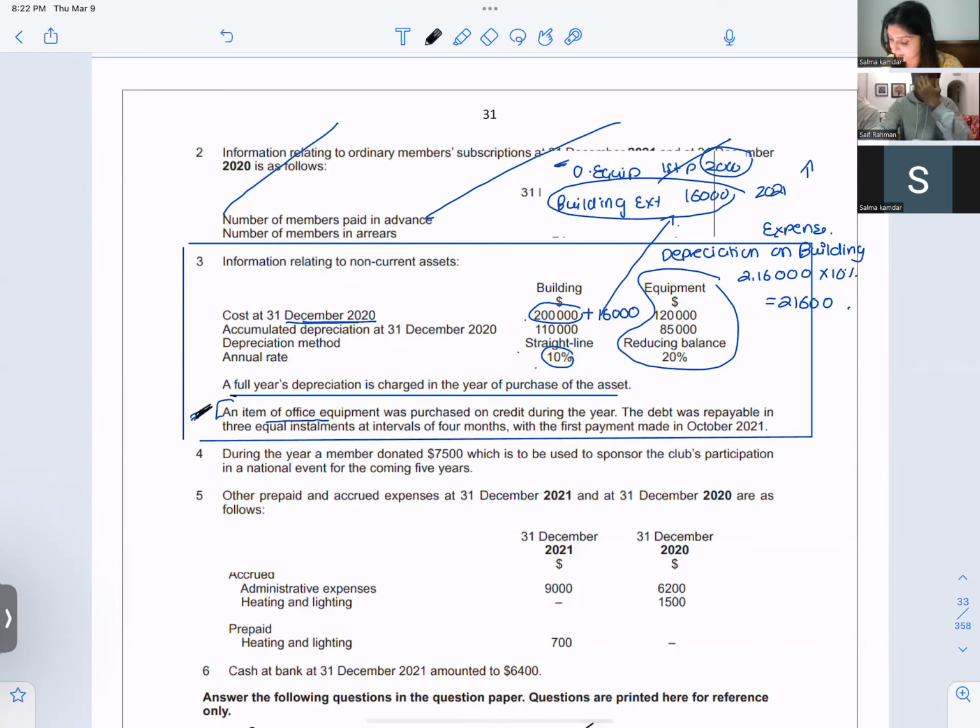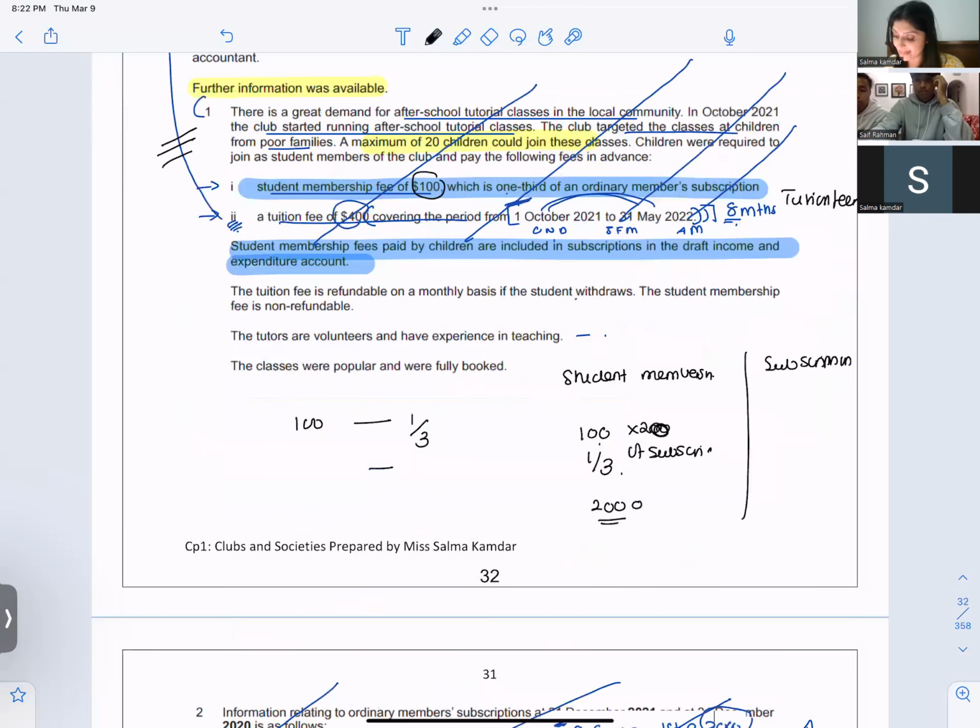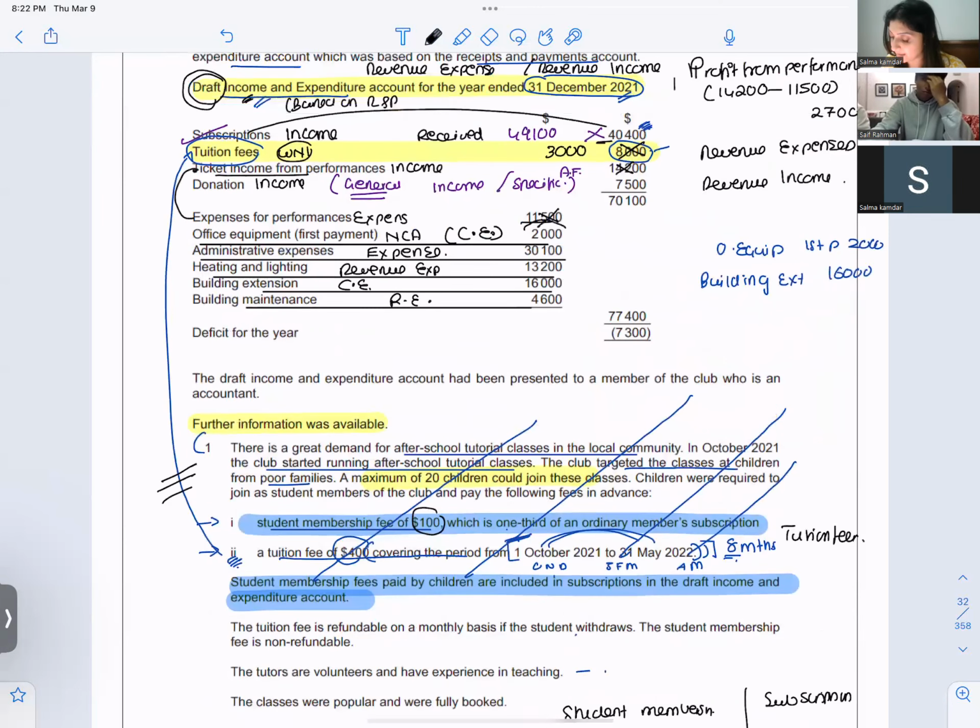Your interest adjustment. What are they telling? This was payable in 3 equal installments at an interval of 4 months. What does that mean? He has paid for an office equipment. He has paid his first installment of office equipment for 2,000. It is a capital expenditure. Now, what are they telling?